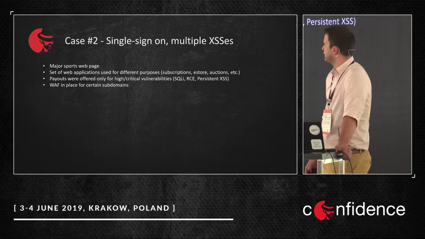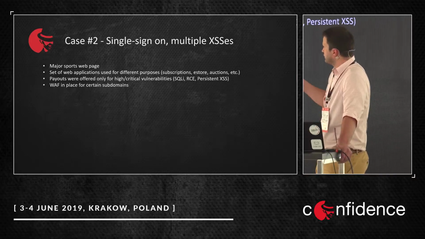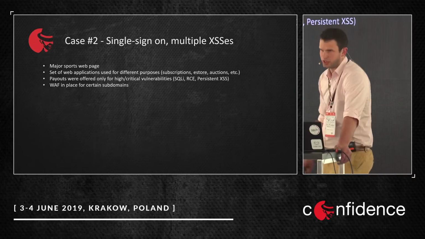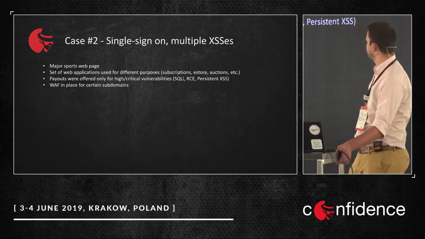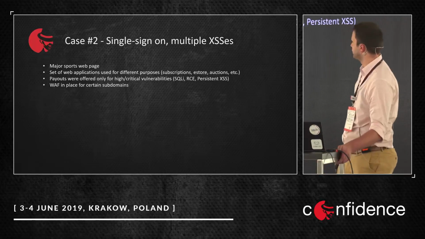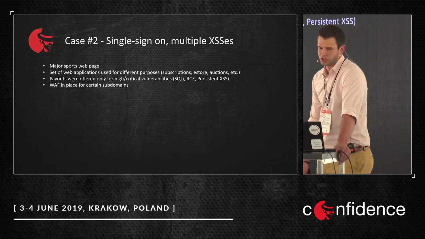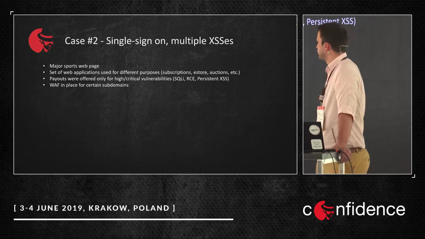And the payouts for these bug bounties were offered only for high impact vulnerabilities. As you can see, SQL injection, remote execution, or persistent XSS. What is more, you could easily see that there is a web application firewall for certain subdomains because the payloads were just blocked.